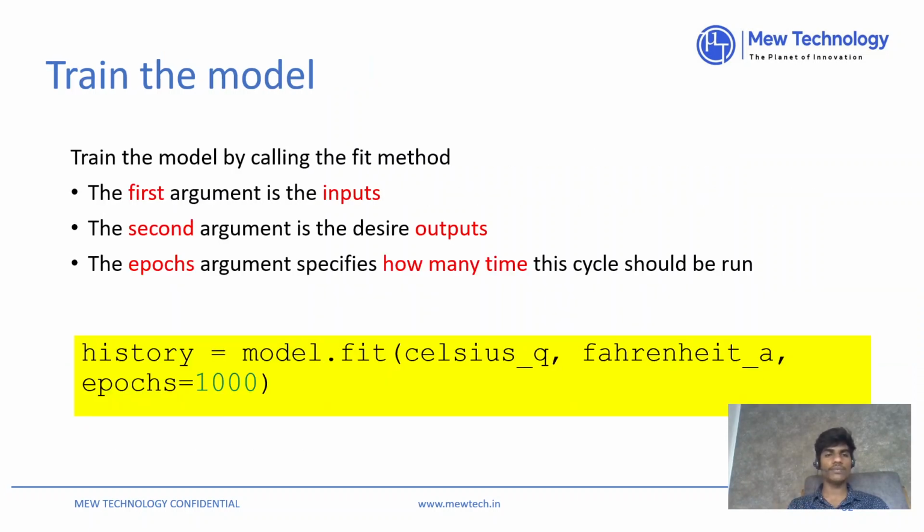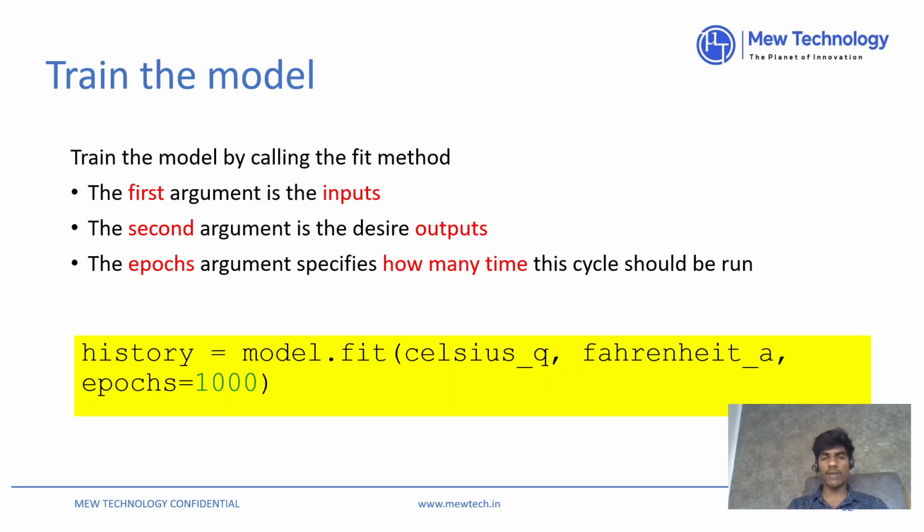Train the model. Once we finish the model creation and the model compilation, we come to training the model. Here I put a variable named history, where I store everything about my model training. After model.fit, inside I pass three parameters: Celsius, Fahrenheit, and epochs. The first argument is the input value, the second is our output values, and the third one is epochs.